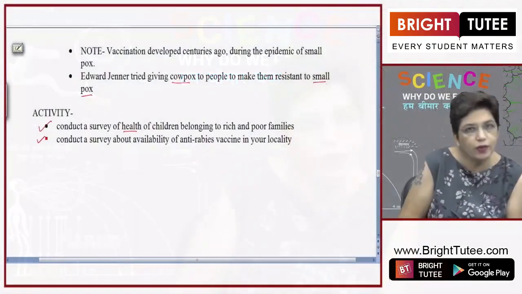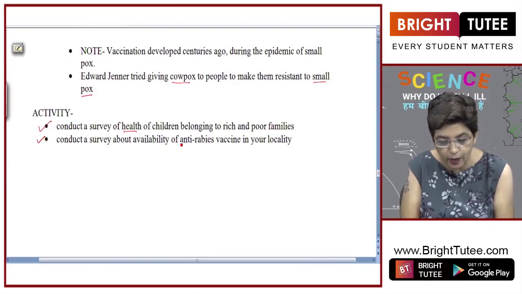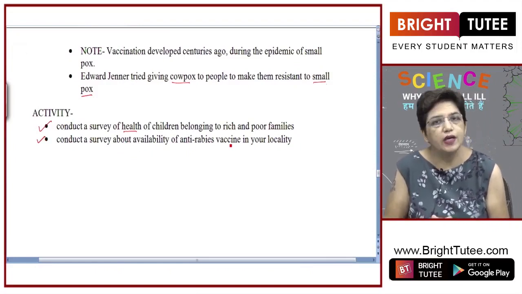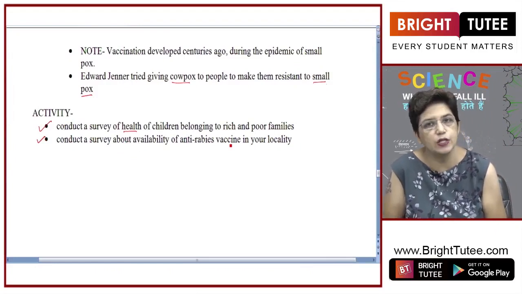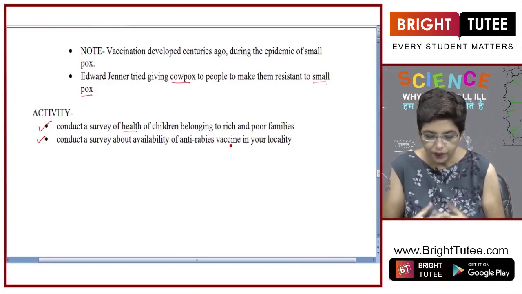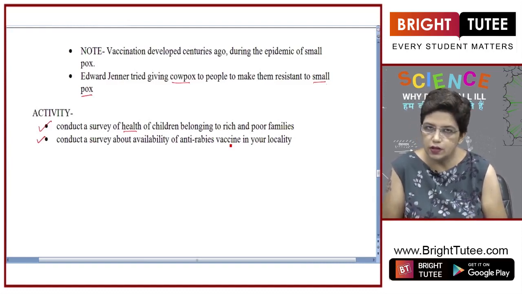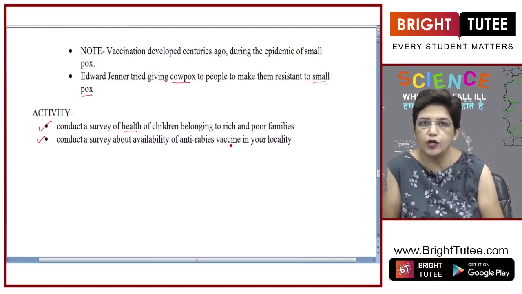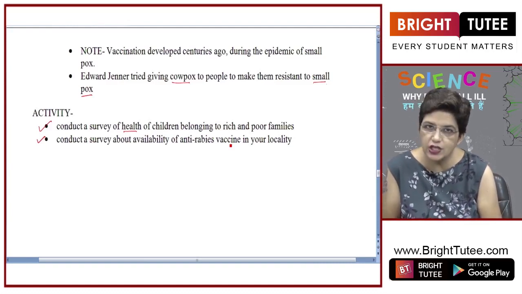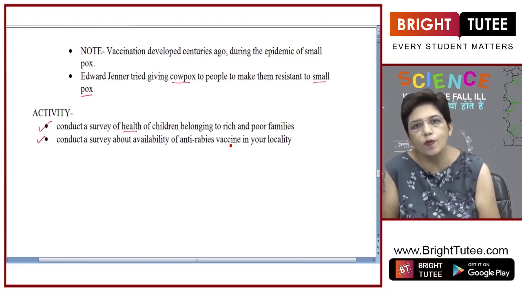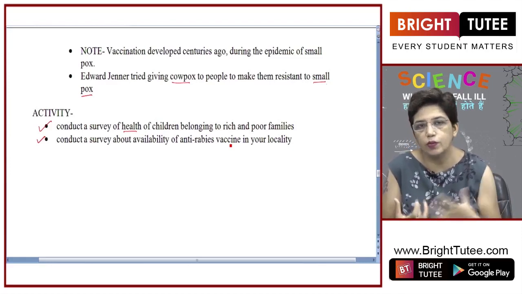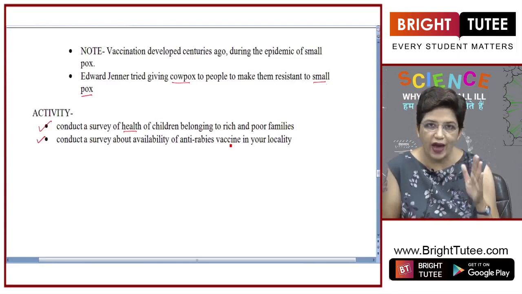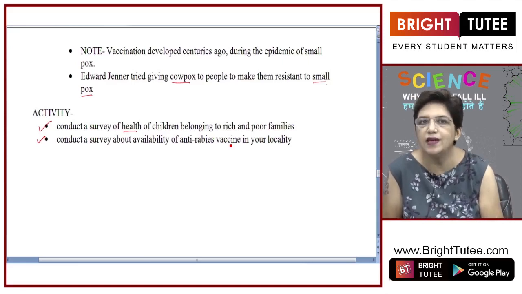You can do one more activity: conduct a survey about the availability of anti-rabies vaccine in your locality. I just told you there are many programs run by the government as well as local authorities to give vaccines to children to make them resistant to certain diseases. So anti-rabies is one kind of vaccine. Rabies is an infectious disease which is caused by a dog bite or any other animal bite, the animal being a vector which carries these microbes. So if the anti-rabies vaccine is given, this disease can be prevented.